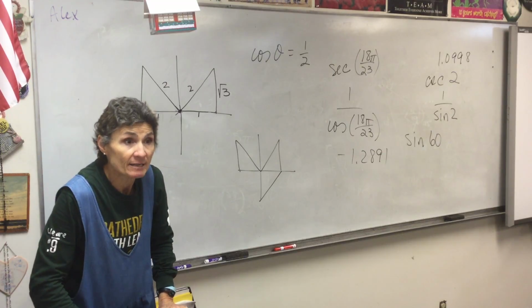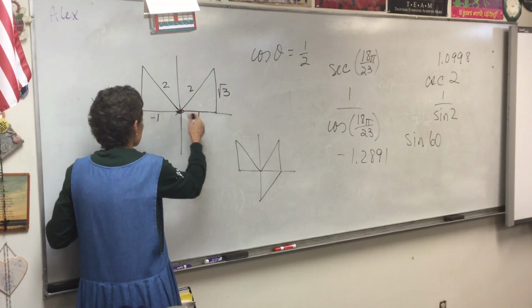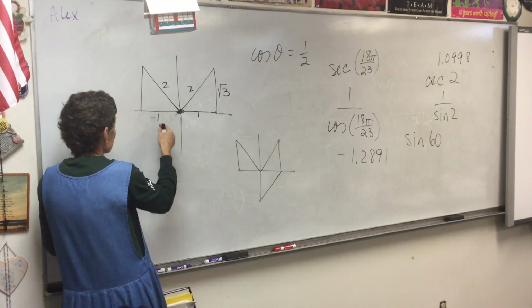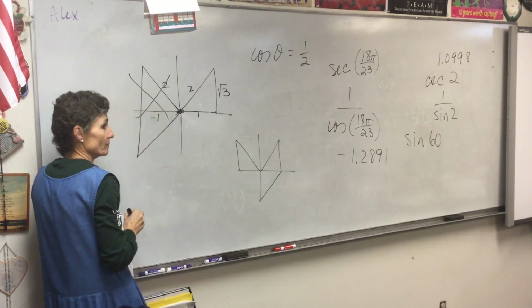It's on the negative side. That's right, Deshani, it's left. If you go, here's the origin. If you go this way, aren't you going negative? Mm-hmm. And so that one's not gonna work. That's a no-go. All right, what about this one?